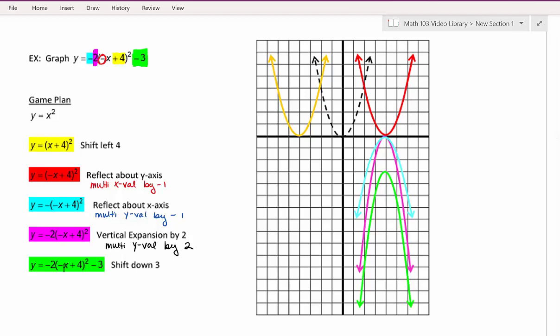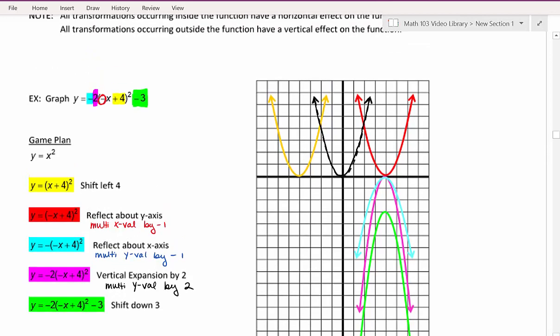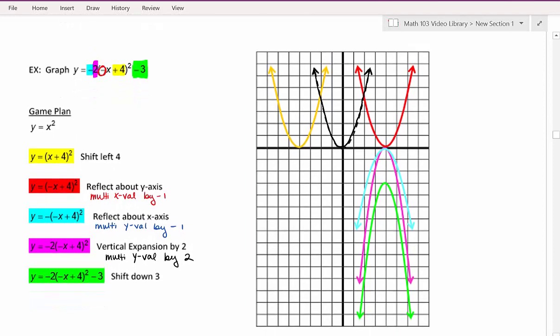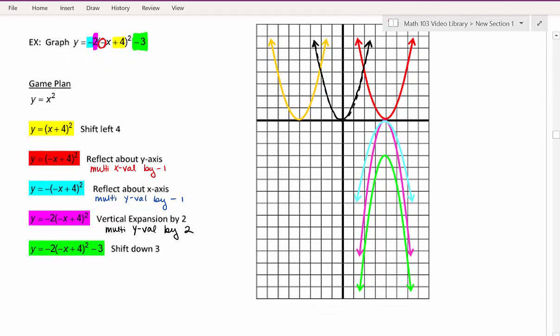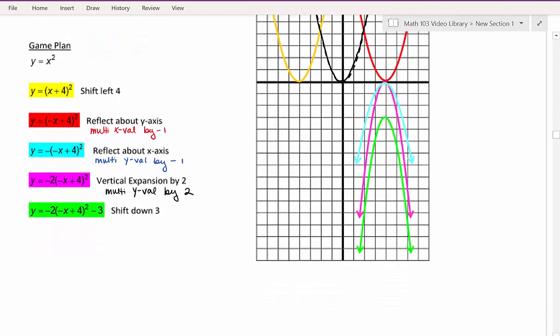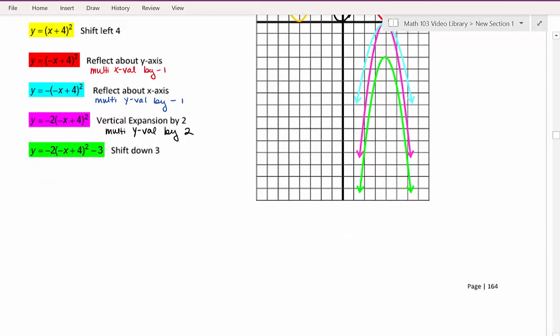Now that we have a plan, it's time to execute the plan. We start by graphing the parent function. And you'll notice I'm using the same colors, black equation, black graph. So we start with our parent function. I really recommend that you write out points for this. My students that are most successful write out all the ordered pairs for each of the graphs. So I'm going to do that here down below.